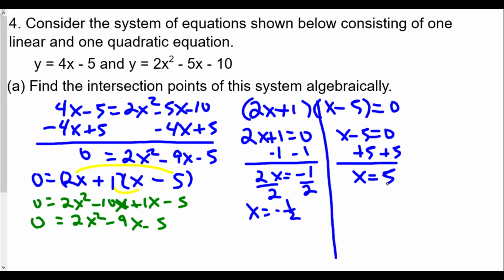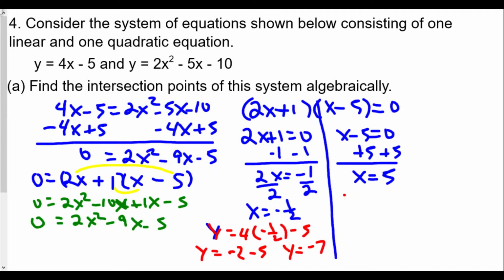Now, here's the thing, we gotta find the matching y values. So we can use either the equations y equals 4x minus 5 or y equals 2x squared minus 5x minus 10. I'm gonna use y equals 4x minus 5 because it's a much easier equation to work with. So y is equal to 4 times negative 1/2 minus 5. And y is equal to 4 times negative 1/2 is negative 2 minus 5. That means y is equal to negative 7.